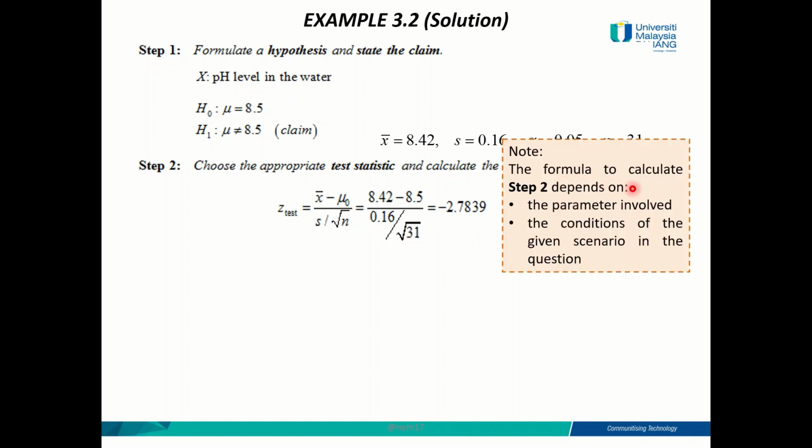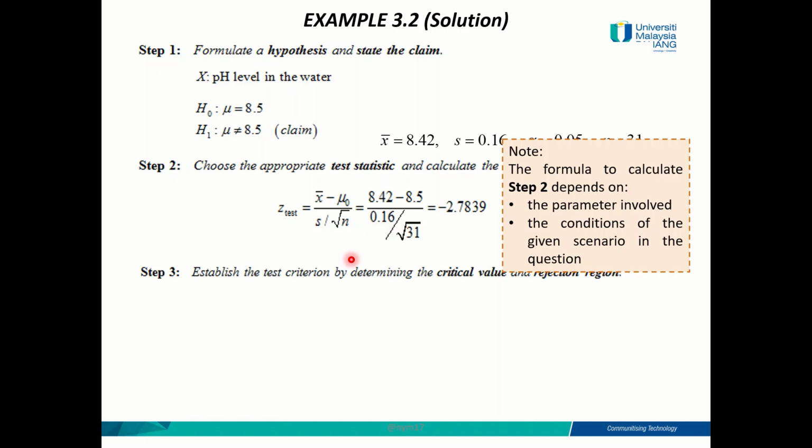Please note that the formula to calculate step 2 here depends on the parameter involved and the conditions of the given scenario in the question. So that's what we did just now, right? We did consider which case it is. Sigma square unknown, sample size greater than 30.